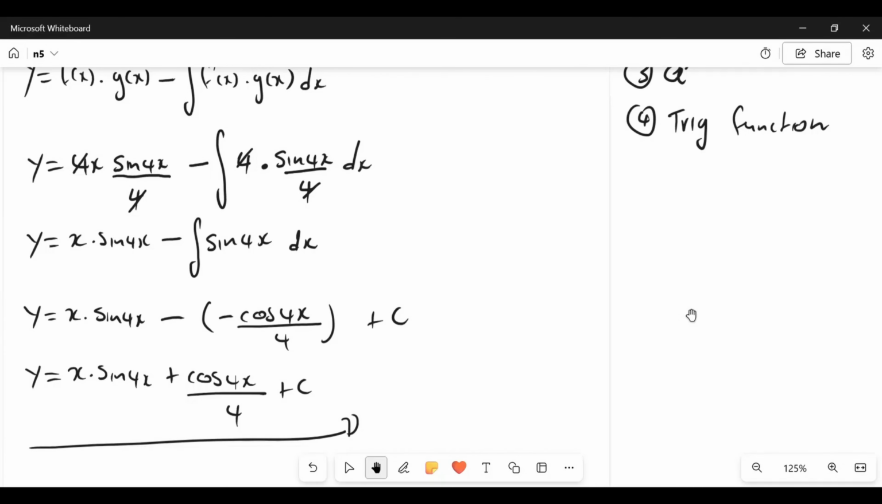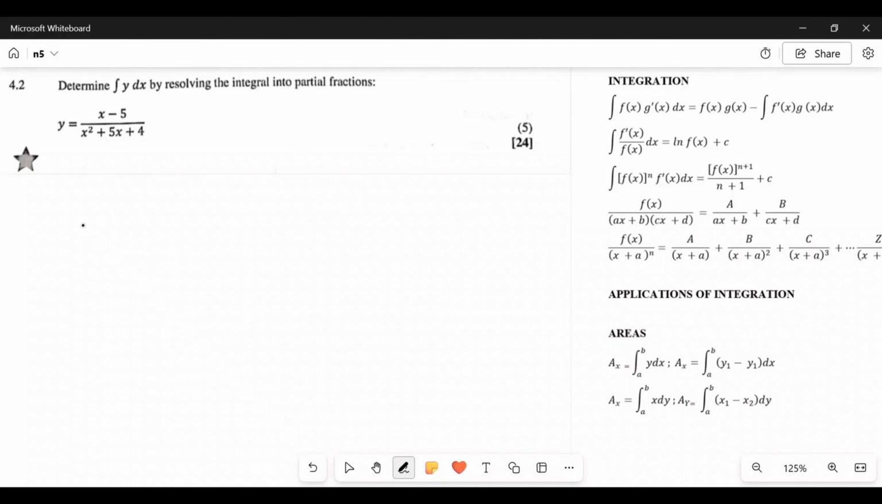All right, people, we are done with 4.1.6. Let's go and do the last question. All right, guys, here's our 4.2. Again, 4.2, they are given as a statement there. They say determine sigma y dx by resolving the integral into partial fractions.